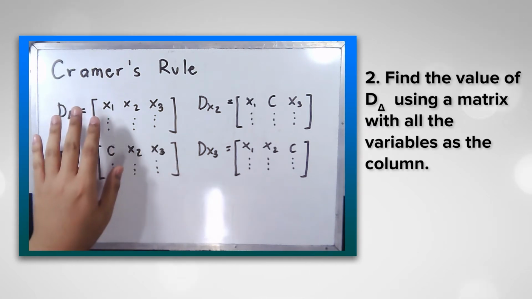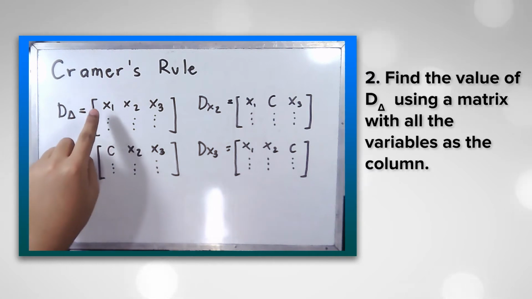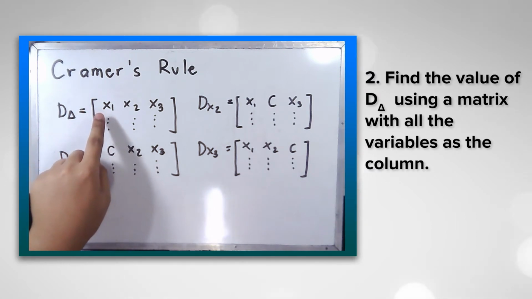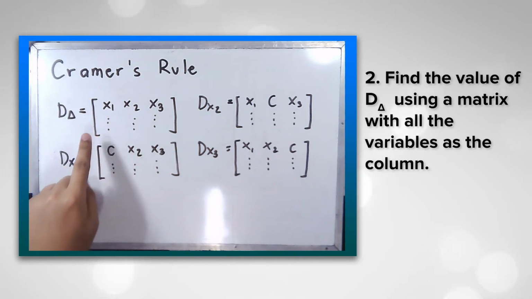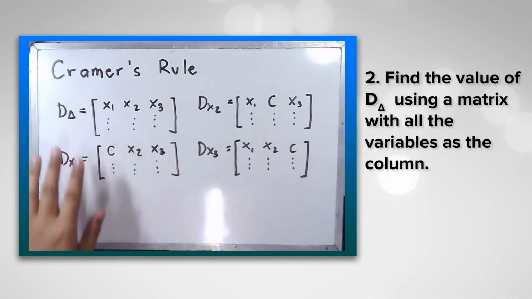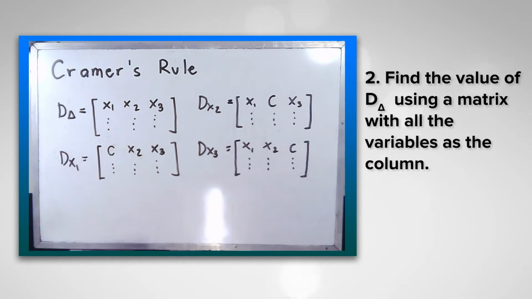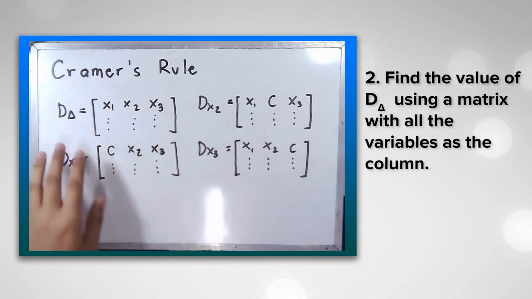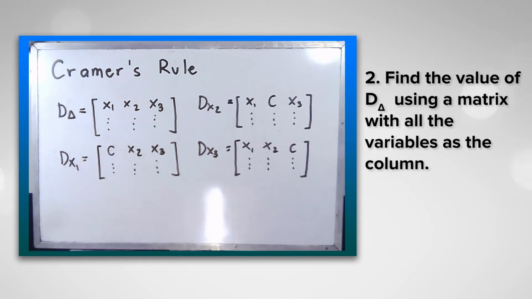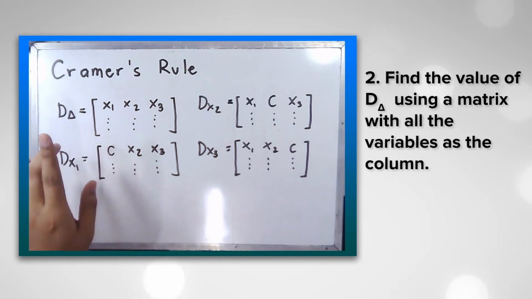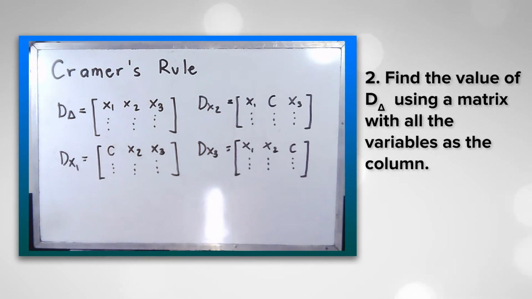So for example, our first equation is on the first row of x sub 1, x sub 2, x sub 3, and the second row is the second equation, and the third row is for the third equation. So it's a simple step in forming this matrix. Then we will be finding the value of that matrix.